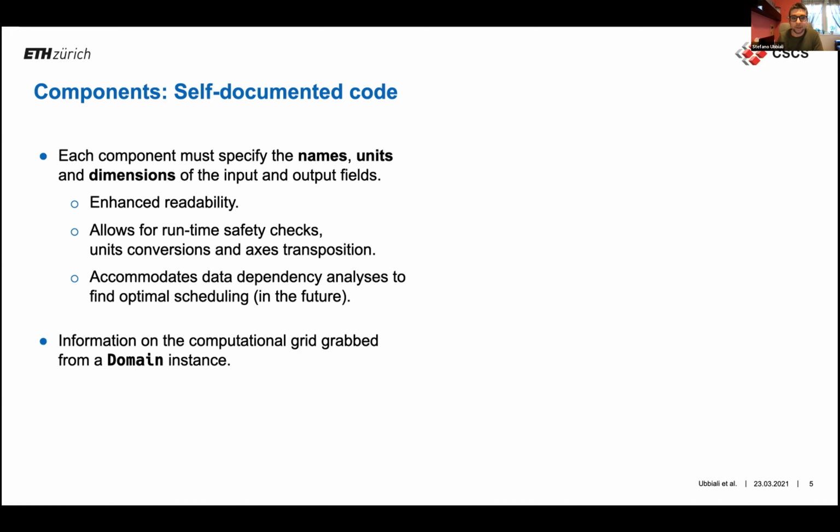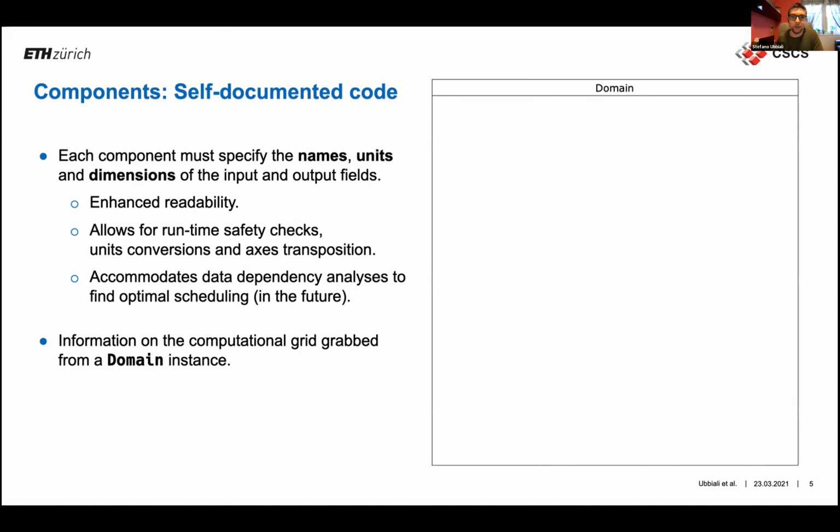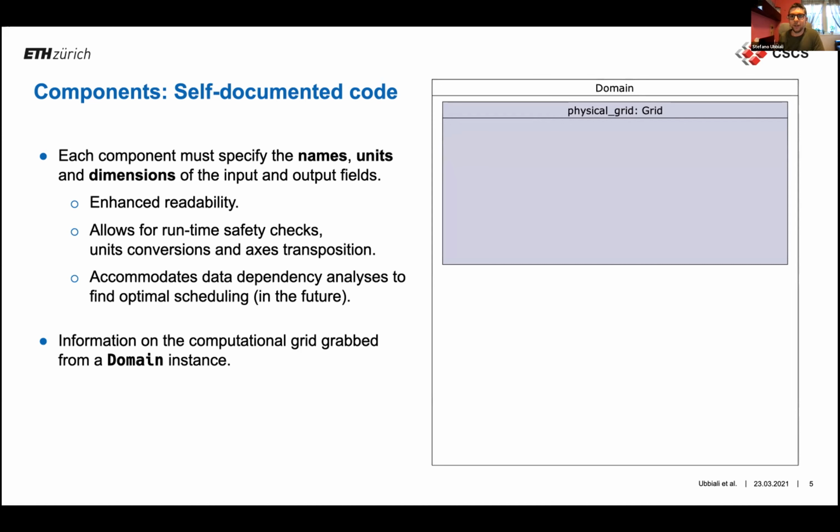And each component retrieves the information about the grid from a domain instance. And domain is a class which is actually an umbrella container, which first of all contains the physical grid over which we want to simulate the atmosphere. Atmospheric models usually use prismatic grids, meaning that we have a horizontal tessellation, which is then extruded and cut at some vertical levels.